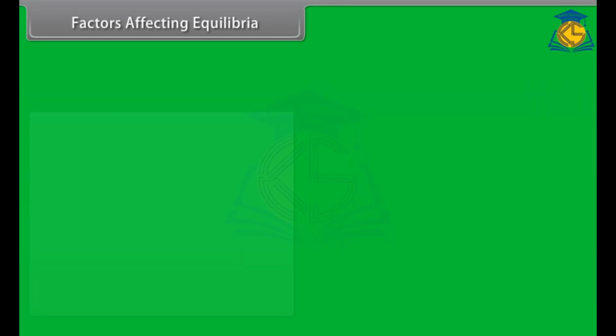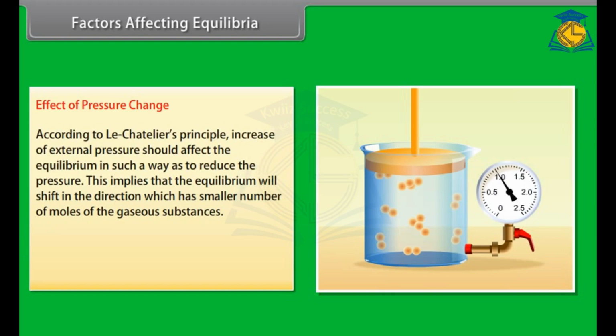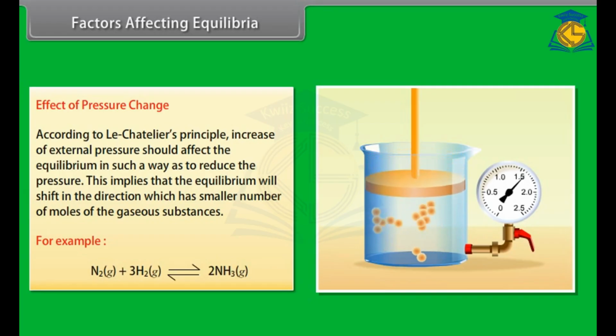Factors affecting equilibria. Effect of pressure change. According to Le Chatelier's principle, an increase of external pressure should affect the equilibrium in such a way as to reduce the pressure. This implies that the equilibrium will shift in the direction which has a smaller number of moles of the gaseous substances. For example, if we increase the pressure, the volume occupied by the system decreases and the number of molecules per unit volume increases. This effect can be counterbalanced if the equilibrium shifts in a direction involving less number of moles. So, increase in pressure in this case will favor the forward reaction.